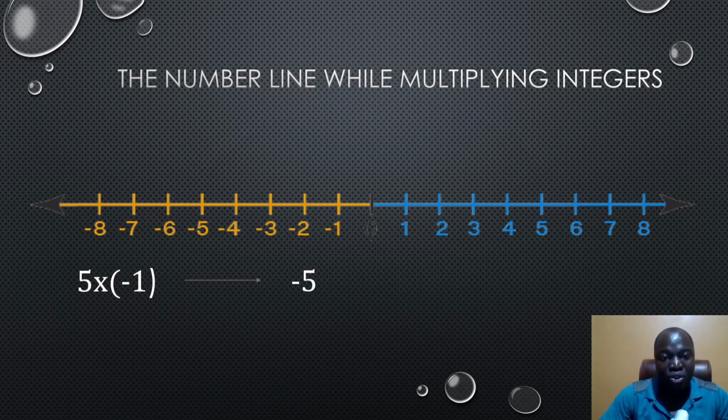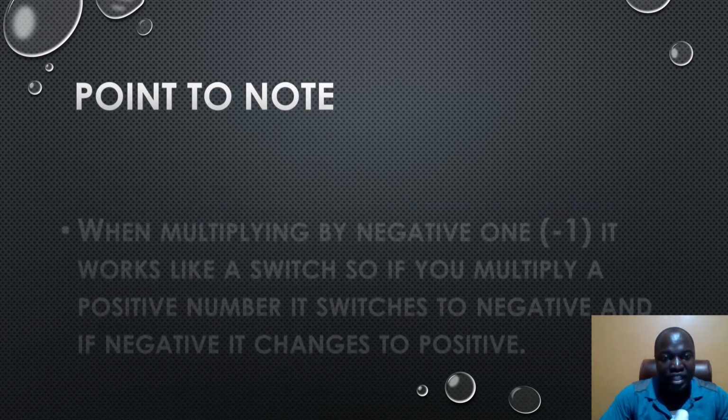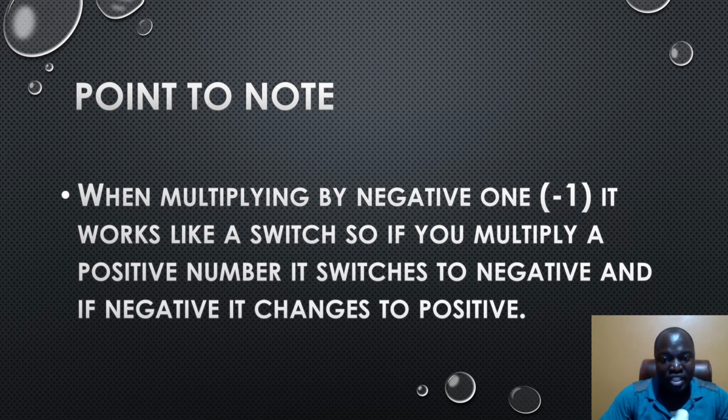Now, if I go on the other side and start with a -5 and multiply that by a -1, it will also switch the sign of the number, and the -5 will become a +5. So it's as if the -1 works like a switch, and if you multiply any number by -1, it just goes to the opposite side of the 0. So you can check out this point here.